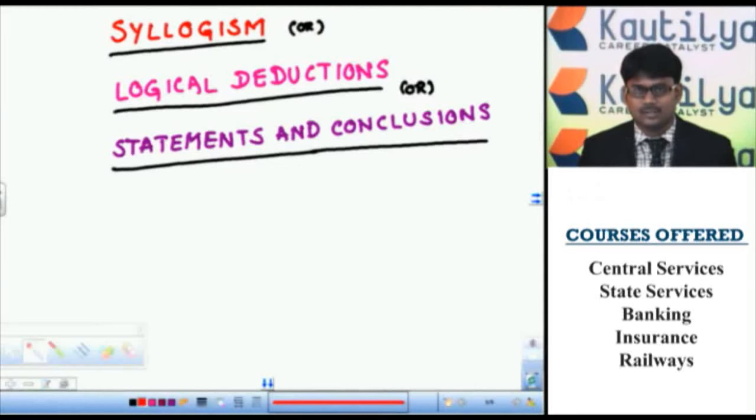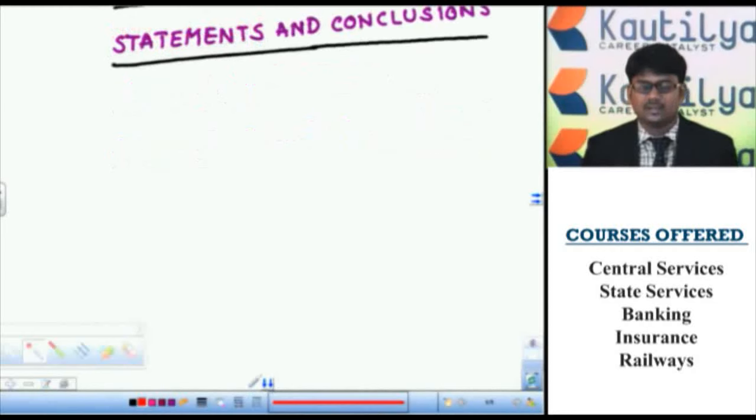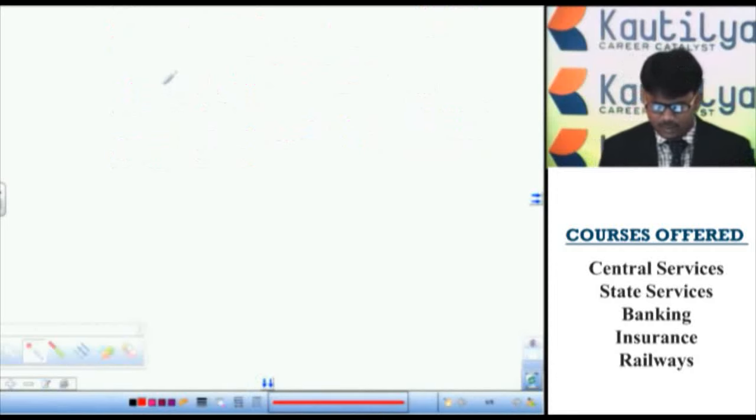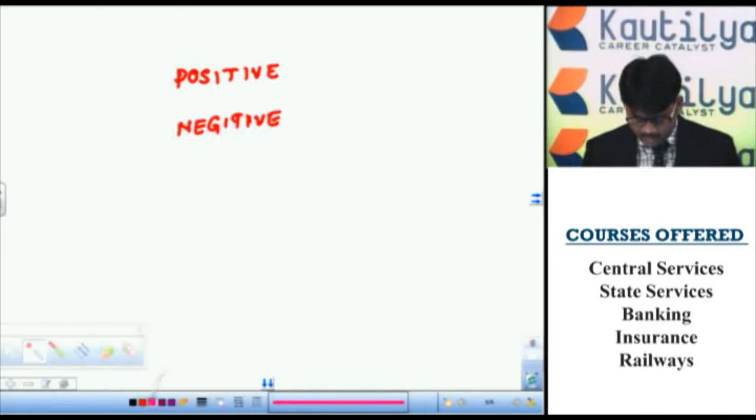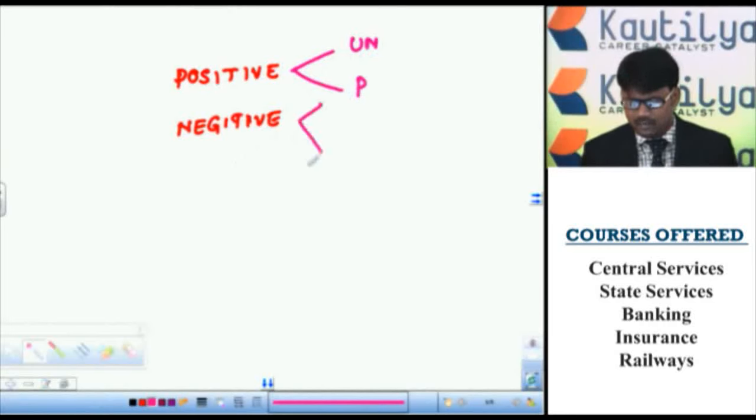Today's topic is syllogisms. This is also called logical deductions, and also called statements and conclusions. Then we have two types of statements: one is the positive statement, another one is the negative statement. The positive statement is classified into two ways: universal and particular. Negative statements are also classified into universal and particular.